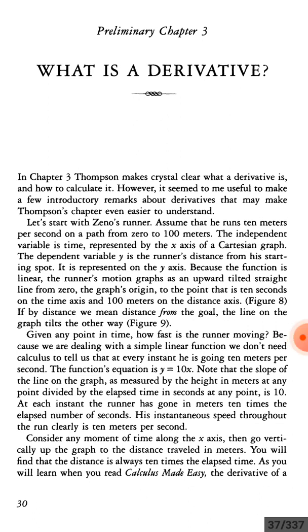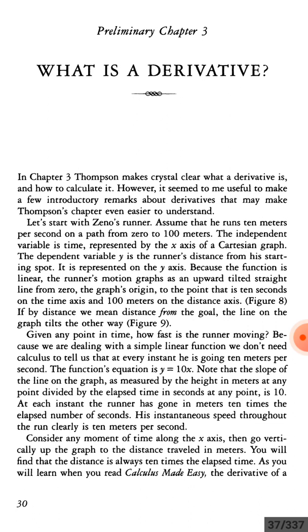In Chapter 3, Thompson makes crystal clear what a derivative is and how to calculate it. However, it seemed to me useful to make a few introductory remarks about derivatives that may make Thompson's chapter even easier to understand. Let's start with Zeno's runner.